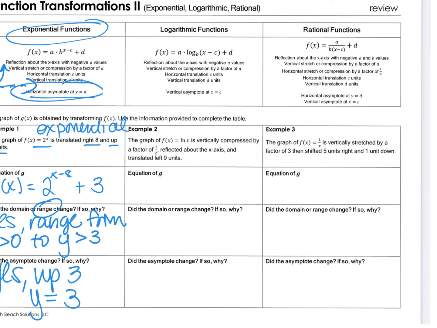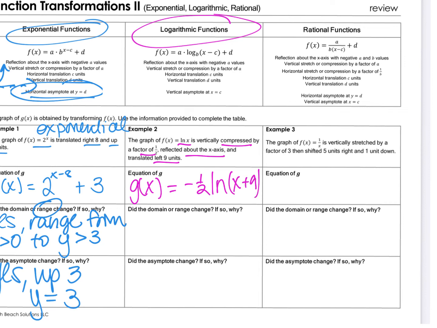Okay, so now we're going to look at the logarithmic function. Notice this one, I have the natural log. It's vertically compressed by 1/2, reflected about the x, and left 9. So we're going to write our new equation. Reflected about the x is a negative in front. Vertical compression is the 1/2 in front. And then we have the natural log, and then left 9. So in parentheses, instead of just natural log of x, we need natural log of x plus 9. And then we would not have anything after that because there's no vertical shift.